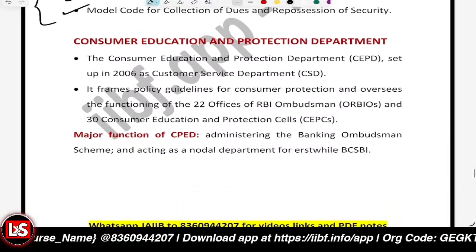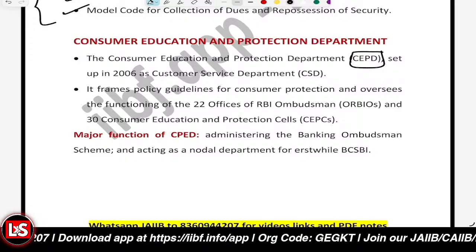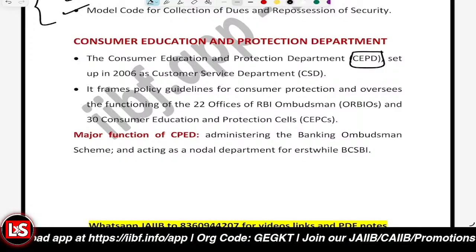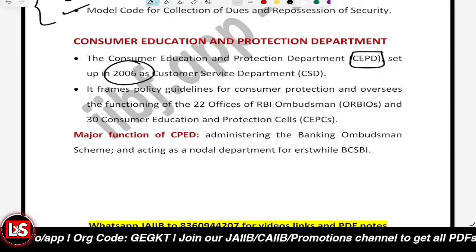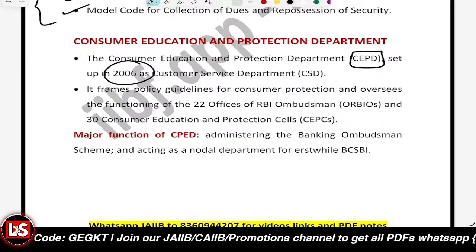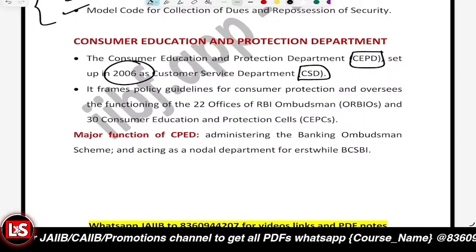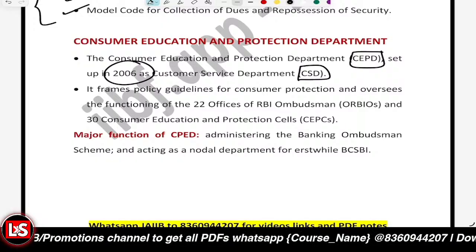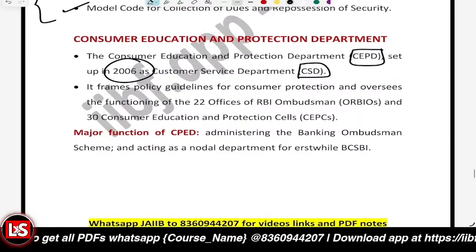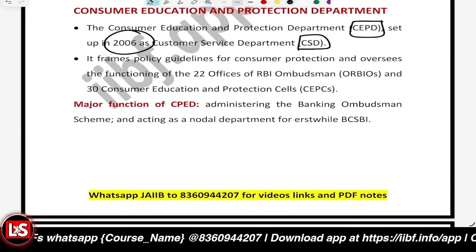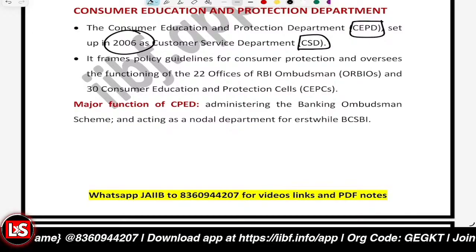And then it is about the CEPD. Now, what is CEPD? It is the Consumer Education and Protection Department. It was established in 2006, and previously it was known as the CSD, the Customer Service Department, but now it is the Consumer Education and Protection Department. And what are the major functions of CEPD?